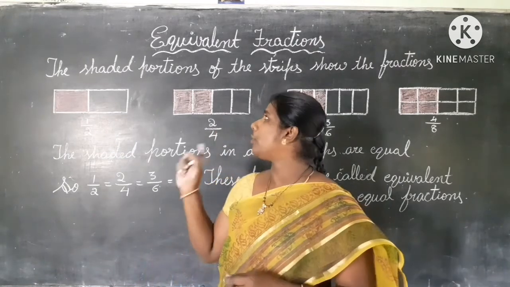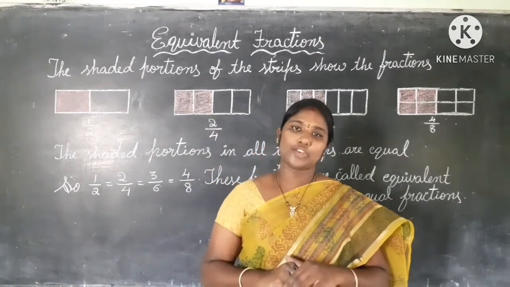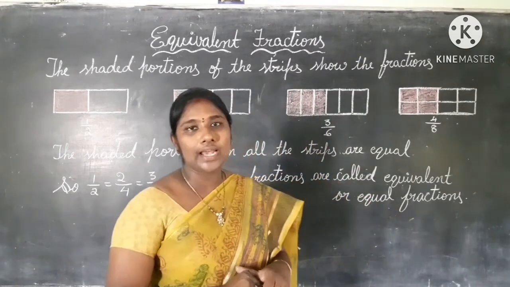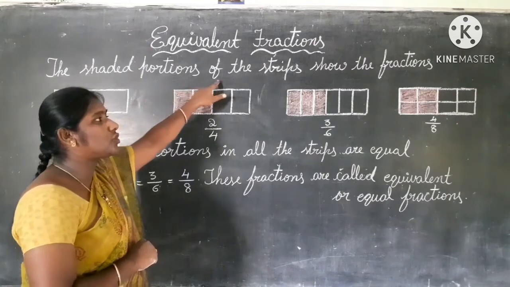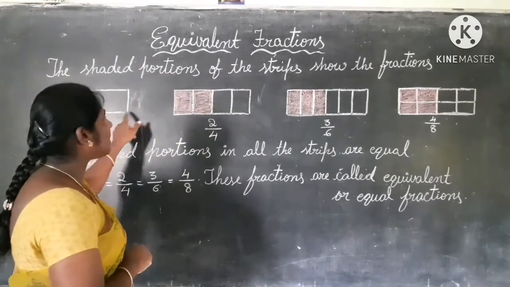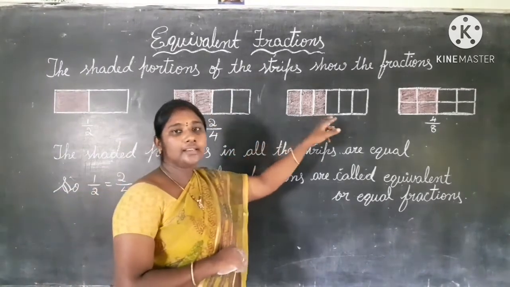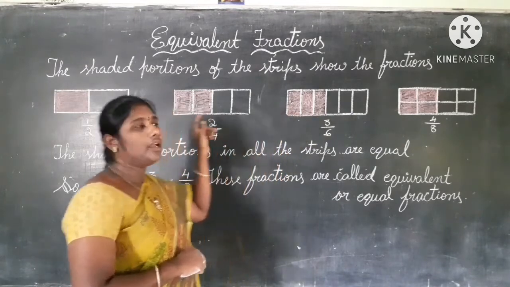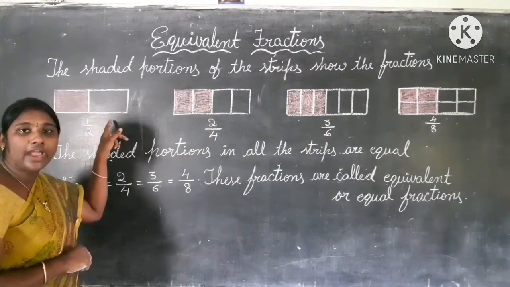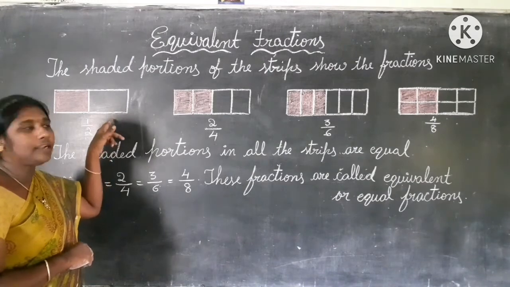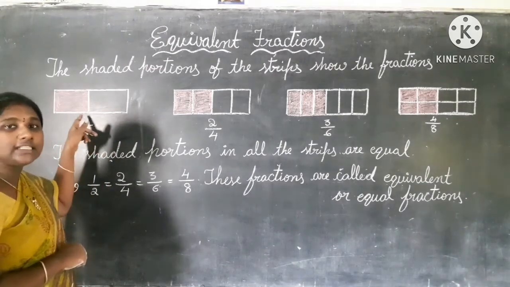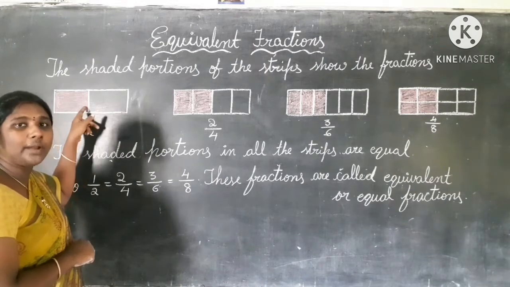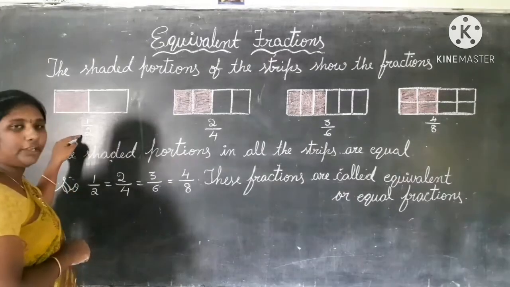Today we are going to learn about equivalent fractions. What are equivalent fractions? The shaded portions of the strips show the fractions. Here some strips are given and the strips are shaded. If you observe here, the strip is divided into two parts. In that, one part is shaded. So what is the fraction for that? The strip is divided into two parts, one part shaded, so 1 by 2.